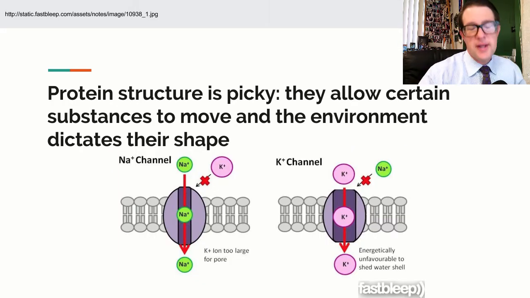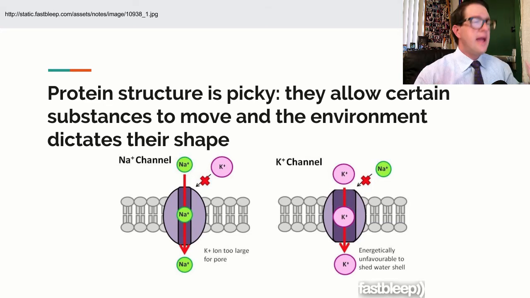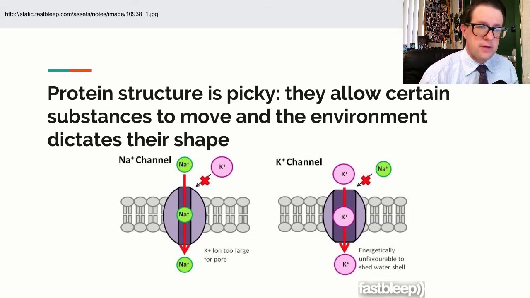For the sake of pointing it out, not anything can move through anything, meaning if you have a channel that's meant for sodium ions, it will not allow potassium ions to pass through. It will not allow lithium ions to pass through. It will not allow calcium ions to move through. Anything other than sodium is verboten.